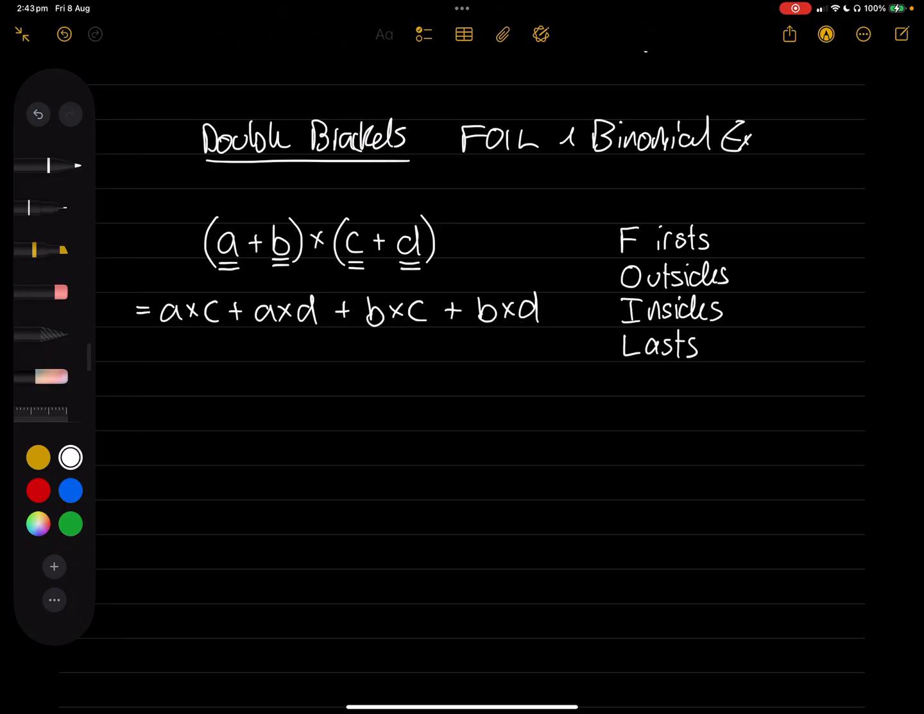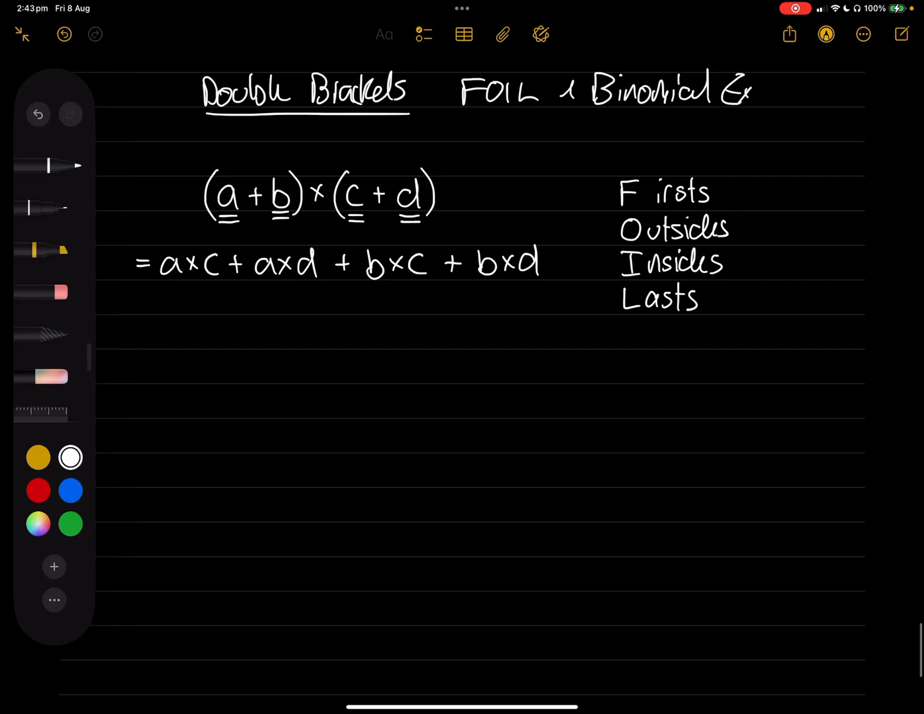Now we have to be a little careful with the double brackets. If the double bracket expansions have negatives in them, we need to factor those negatives into the terms A, B, C, and D. Otherwise, we end up with a multitude of different types of FOIL expansions. So let's have a look at what this looks like with positive terms, and then we'll add some negatives in and we'll see how that works.